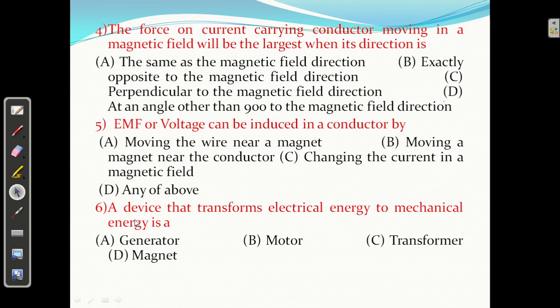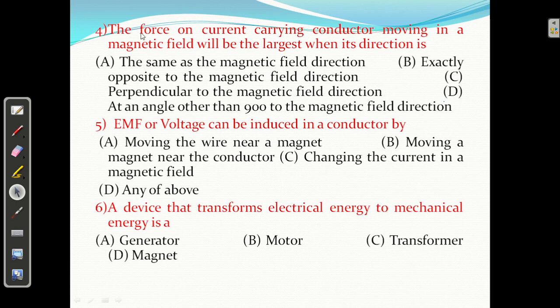Next question number 4. The force on a current carrying conductor moving in a magnetic field will be largest when its direction is. The force on a current carrying conductor F equal to what? B I L sin theta. F equal to B into I into L, flux density into current into length of conductor into sine of theta.